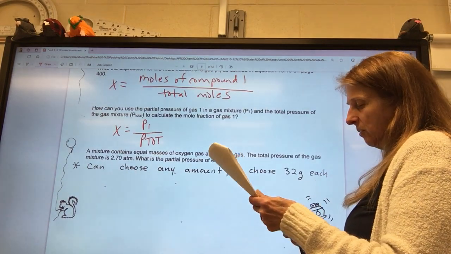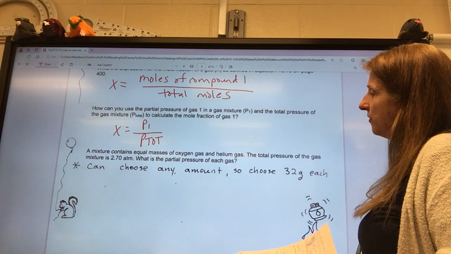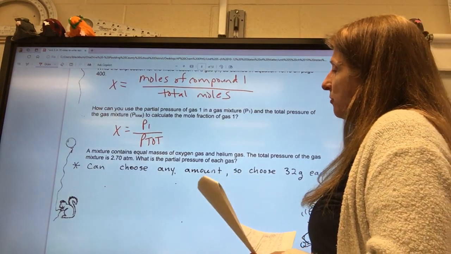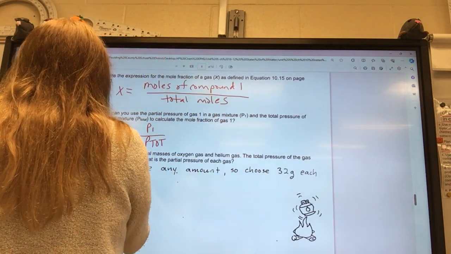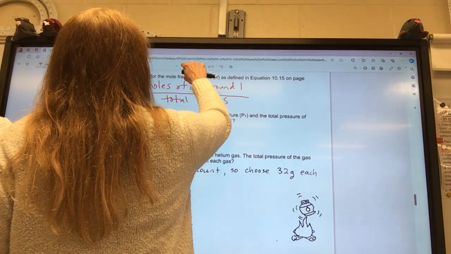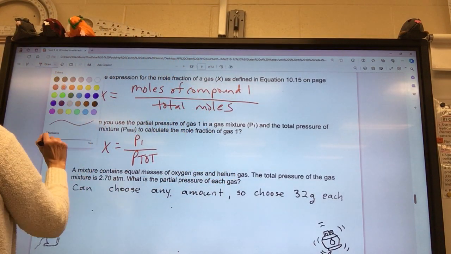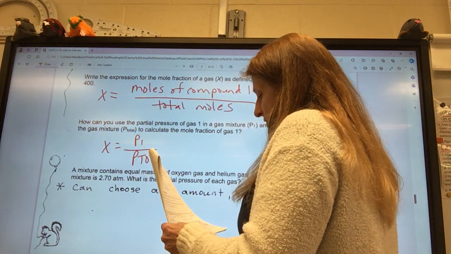Okay, so now let's apply it a little bit. A mixture contains equal masses of oxygen gas and helium gas. The total pressure of the gas mixture is 2.07 atmospheres. So we've got the total pressure. What is the partial pressure of each gas?